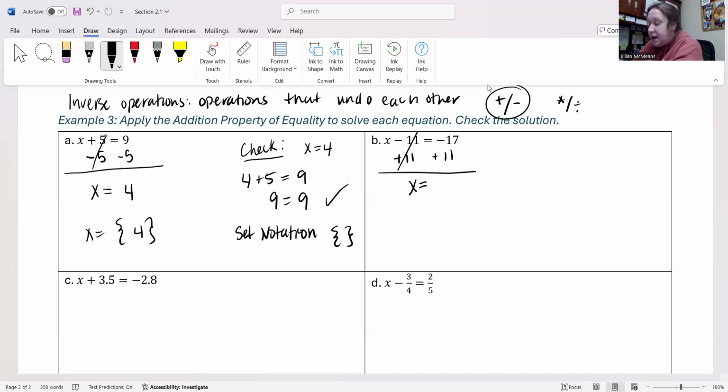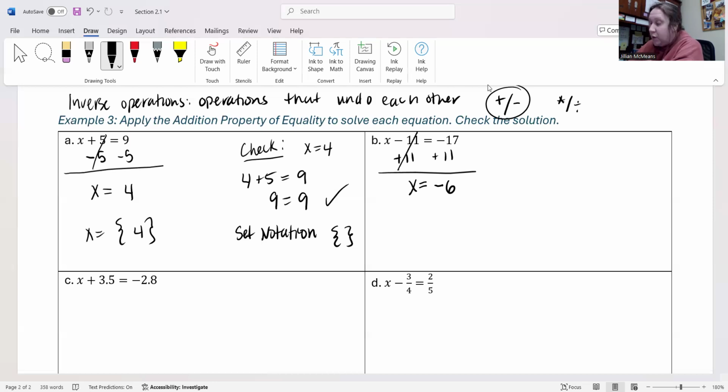So let's simplify the right-hand side. So I have negative 17 plus 11. When you're adding two numbers with different signs, remember you secretly subtract. So 17 minus 11 is 6. But did I have more negative or did I have more positive? 17 is bigger, it's negative. I had more negative. So my answer here is going to be negative 6.